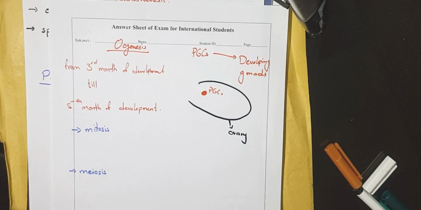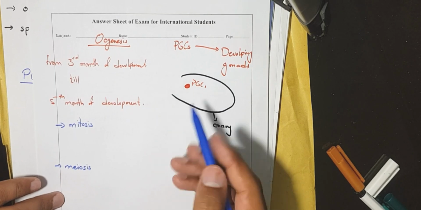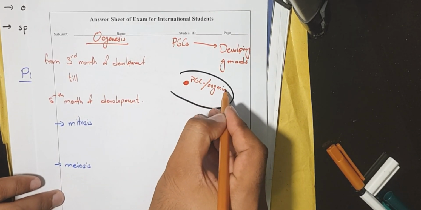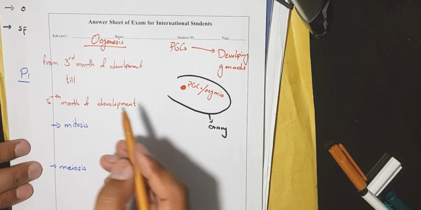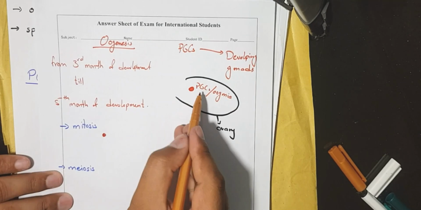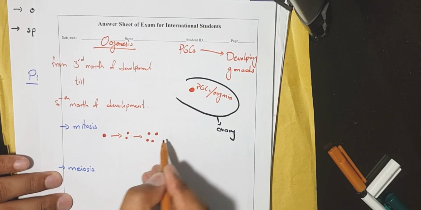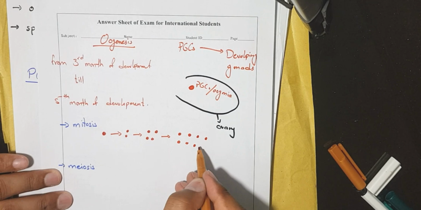As you know, mitosis is the duplication and multiplication of structures. So primordial germ cells, one thing more, can also be called oogonia here, because these are the same germ cells which will further mature to form egg cells. So by mitotically dividing, there will be multiplication of the oogonia from 1 to 2, 2 to 4, 4 to 8, and so on.